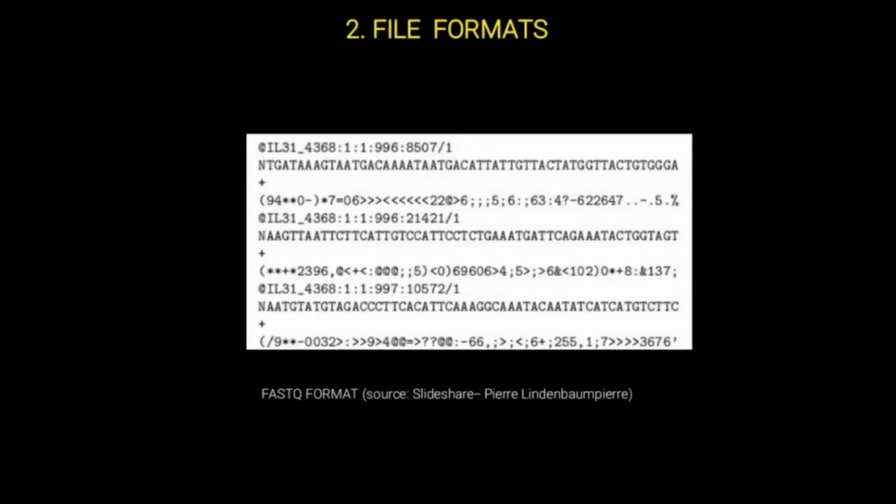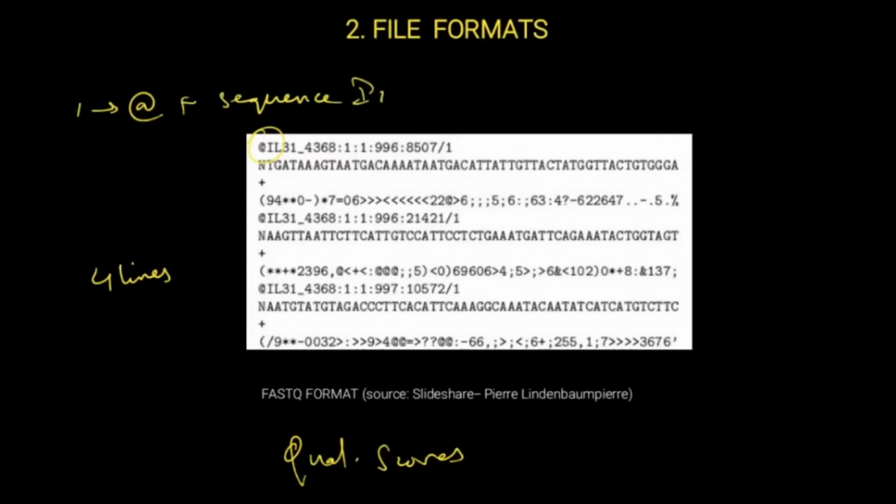FASTQ is also a text-based format that has, in addition to the biological sequence, its corresponding quality scores. This format usually uses 4 lines per sequence. The first has an @ symbol in the beginning and is followed by a sequence identifier and an optional description, just like a FASTA title line. The second line is the raw sequence.